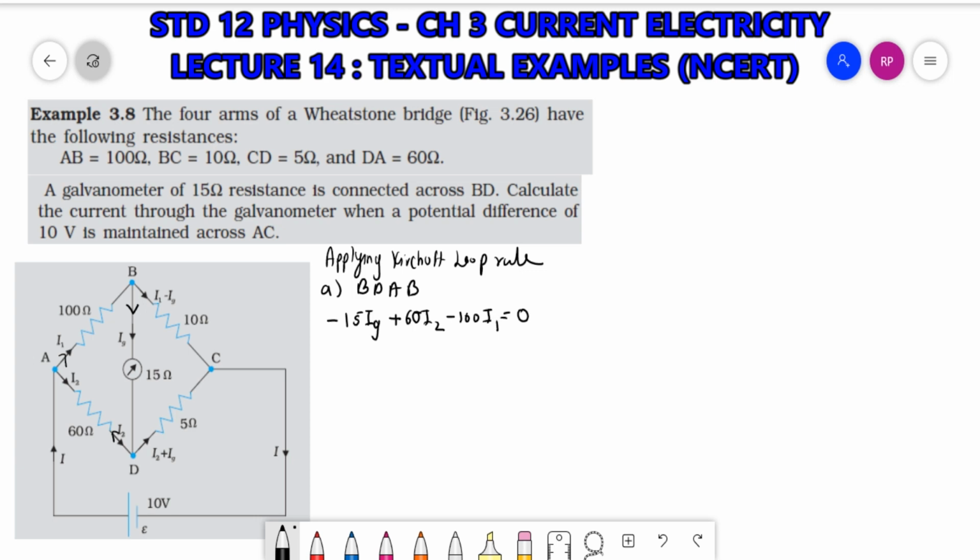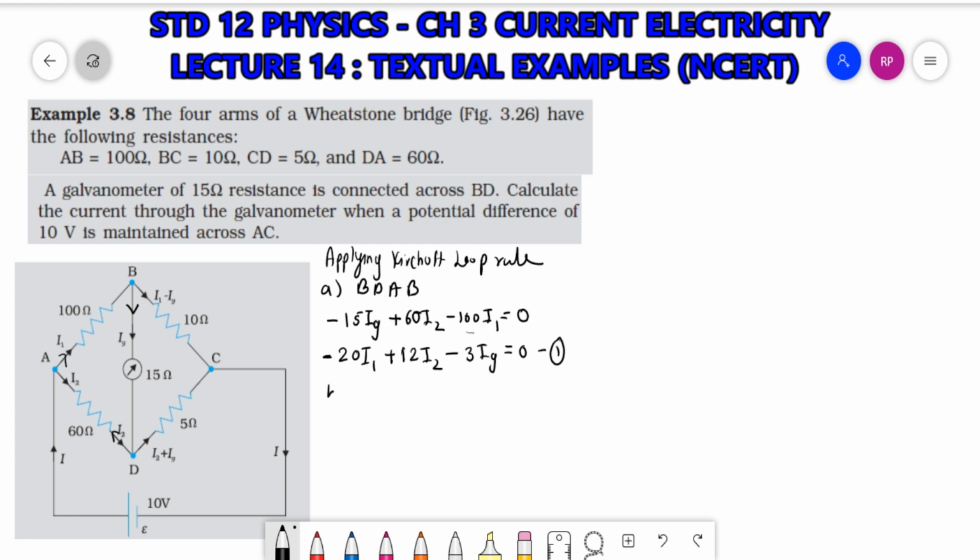Here, I can take 5 common. So let's start with I1: 5 into 20, 20 I1. Then let's take I2, plus 60 I2 divided by 5, so 12 I2. So it's minus 20 I1 plus 12 I2 minus 3 IG, and that is equal to 0. Let's name this equation 1.